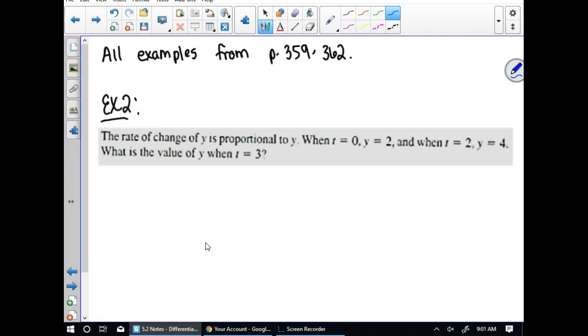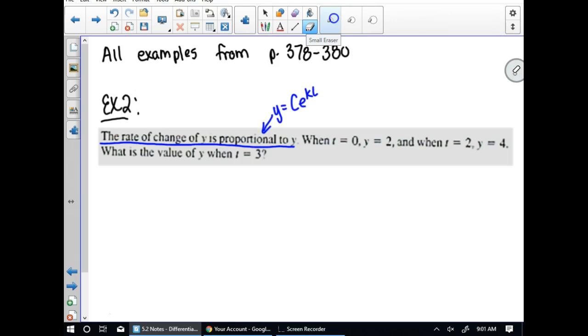So the first problem we're going to look at, these pages right here are not right. You can just put a note in your notes there. These are from 378 to 380. And if it's example 2, it's example 2 there. So this is one type of problem that you might see. It says the rate of change of y is proportional to y. Whenever you read that, you should be thinking y equals, usually I use c e to the k, well I guess in this case, it doesn't really matter, kt, you can use whatever. They use a t here, so t and y are the variables that they use.